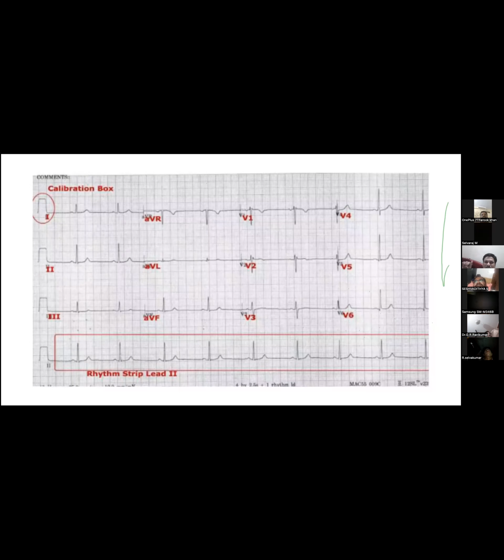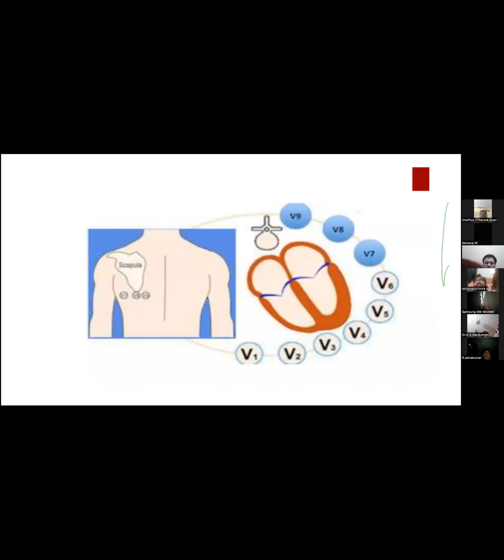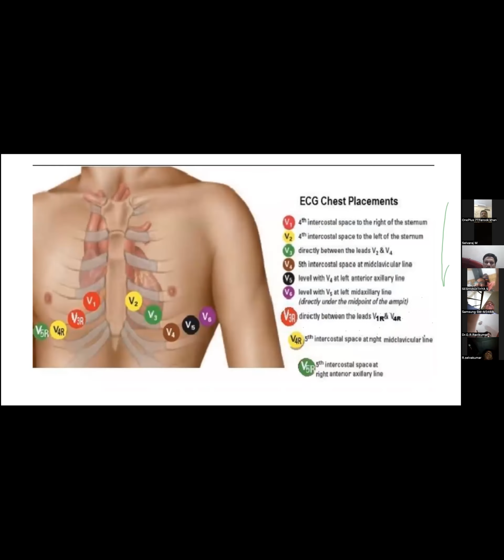Usually the long strip is recorded in lead 2 or V1. These are the only two leads usually used, right? So where do you want to place the leads? Conventionally, we take ECG in the chest leads from V1 to V6. Rarely we record ECG on the right side, V3R, V4R, V5R, or on the left side, V7, V8, V9. So why do you need to do it, and how are you going to do it?